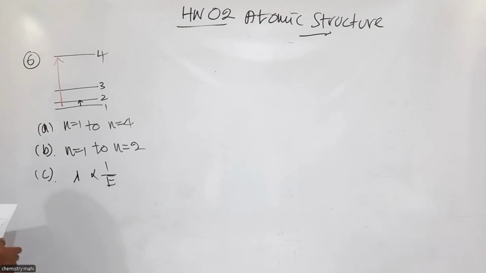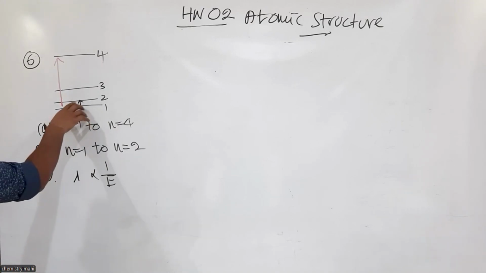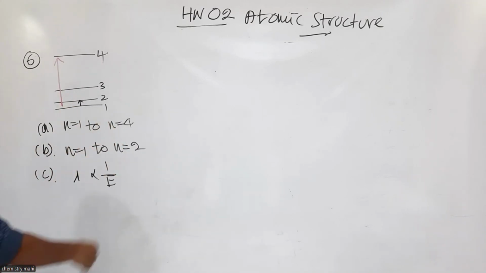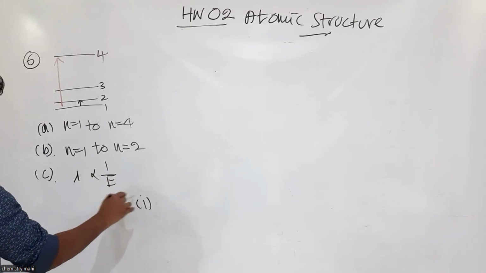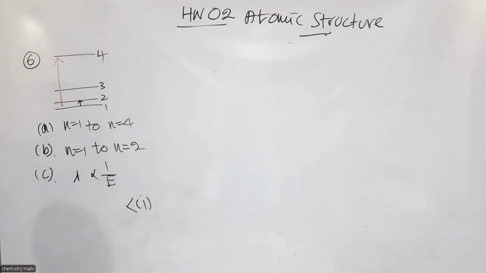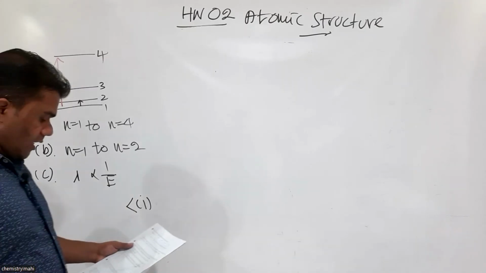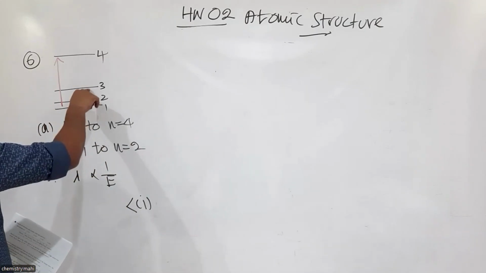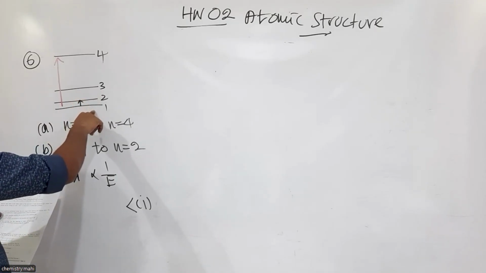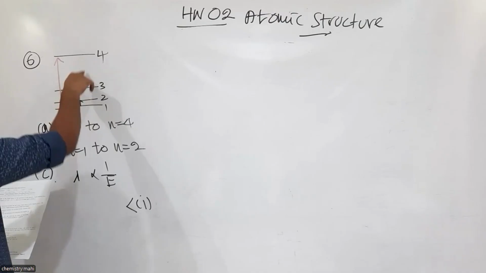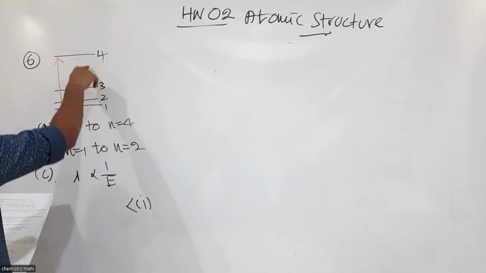Then look at this. 1 to 2 has the smallest energy. The smallest energy means it should be the longest wavelength. First one, I just put the number. That should be the longest one. Thereafter, 3 to 2. 3 to 2 is quite small but large compared to this. Next, 2 to 4, this size. Then 3 and 1, this one.